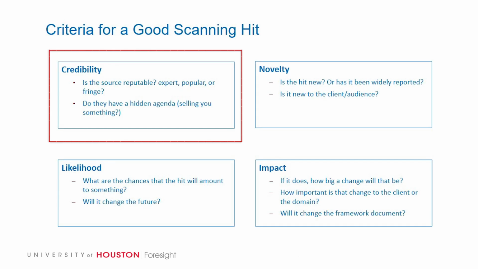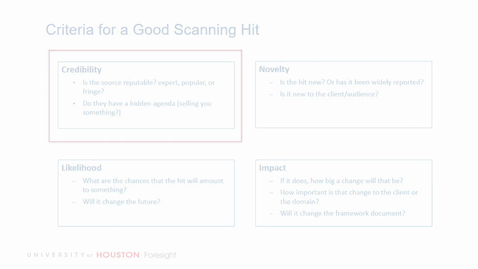Here are a few tips to keep in mind when signal scanning. You can measure a signal using the following properties: credibility, novelty, likelihood, impact, and age. Credibility: is the source reputable, popular, or fringe? Do they have a hidden agenda? Are they selling you something? Non-credible sources may still be valuable, but it is important to note why you find the signal important and what issues there might be with credibility or bias.